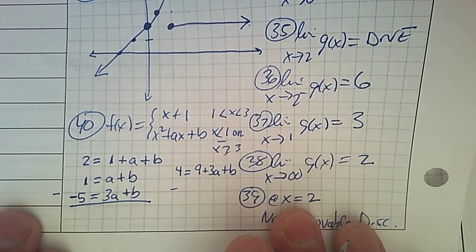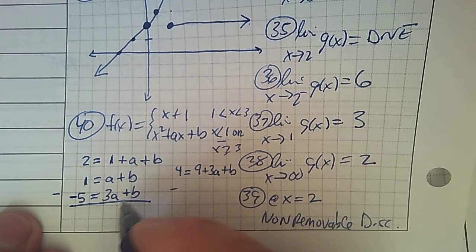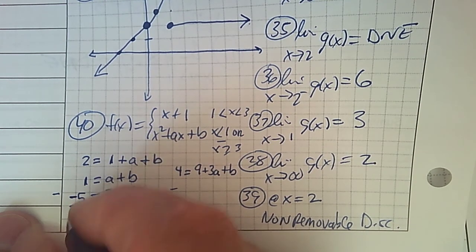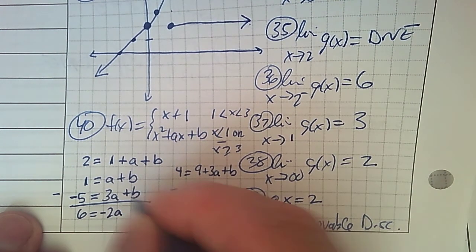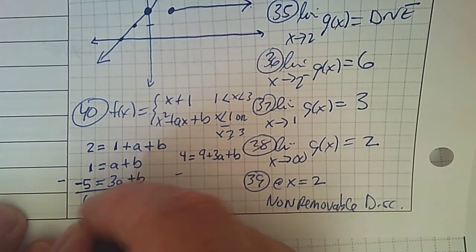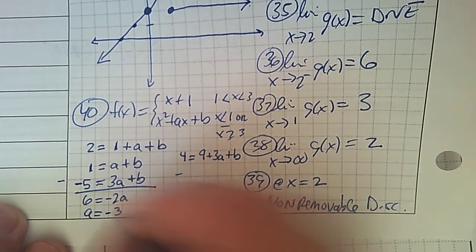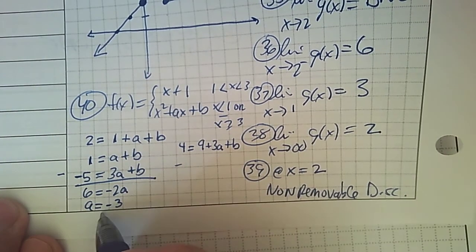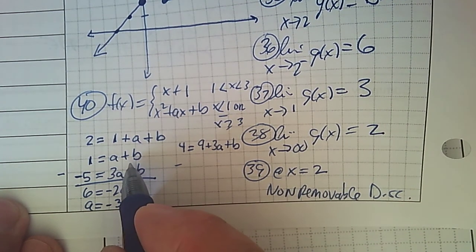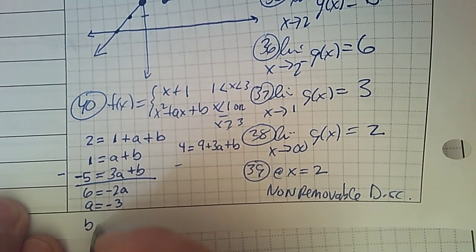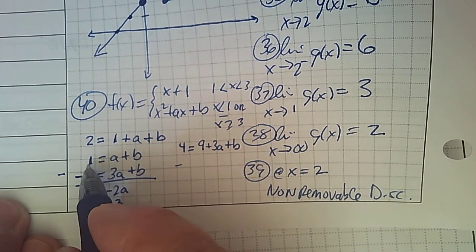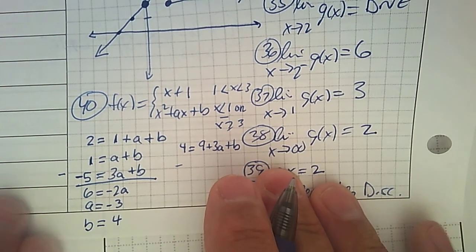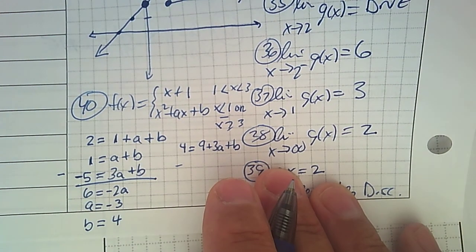So I have a simple little system. To solve this, to eliminate the b, I'm going to subtract. So 1 subtract negative 5 is 6. 1 subtract 3 is negative 2a. And then the b's, they eliminate. Divide, and you get the answer negative 3 for a. And once you know the answer for a, you can then plug in to find the answer for b. So I can do some mental math here. Plug negative 3 in for a. Add 3 to the other side, and you can see that a is equal to negative 3, and b is equal to 4. So those values would make it continuous.